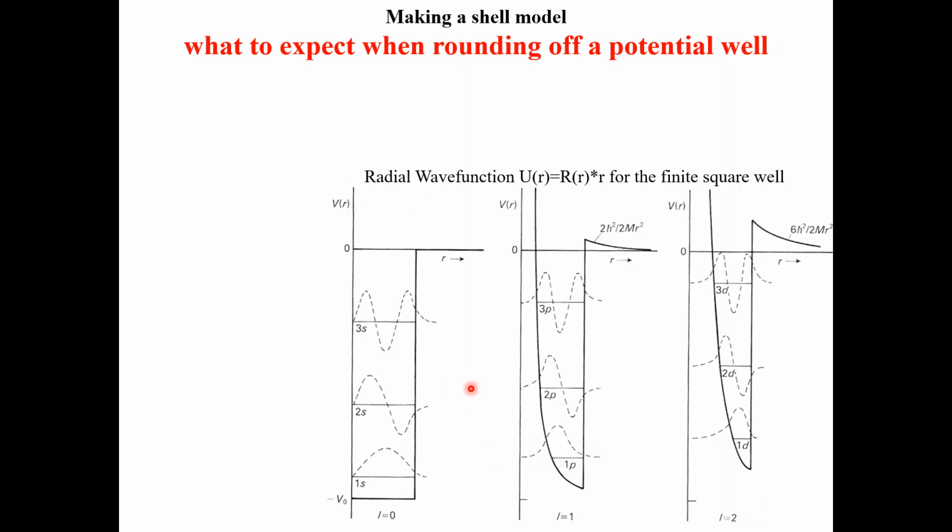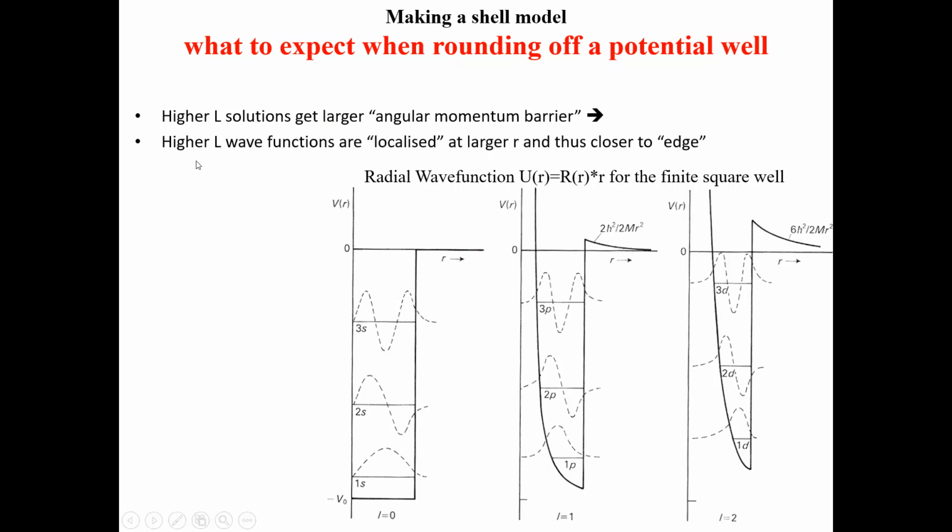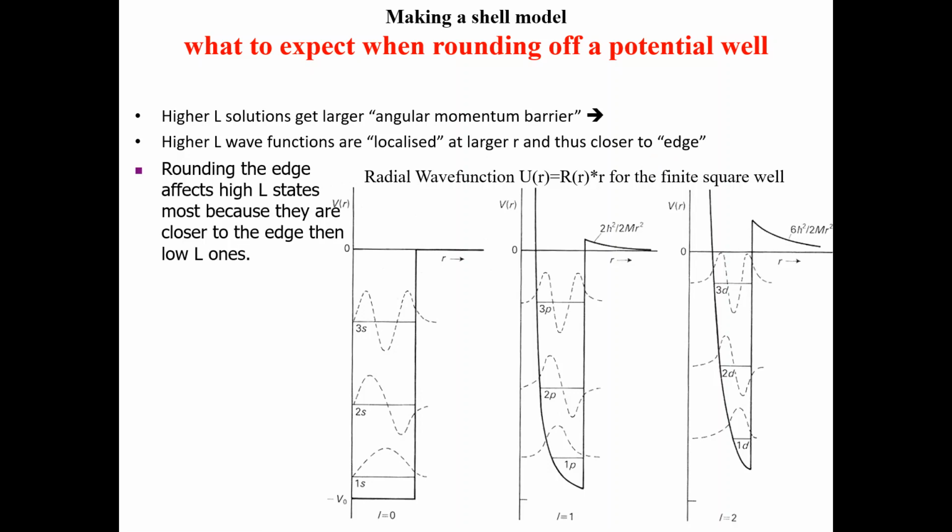Here we have the question: what to expect when rounding up a potential well? So what are our expectations? Our expectation is that higher L solutions get larger angular momentum barriers. What does it mean? It means that higher L wave functions are localized at larger R and thus closer to the edge. This is the finding when we are rounding the edge.